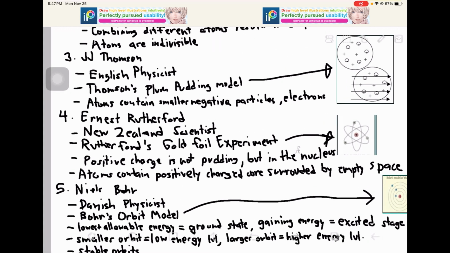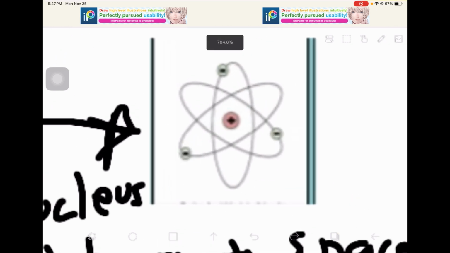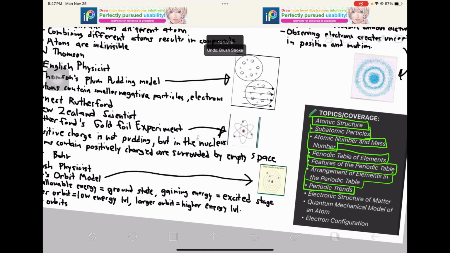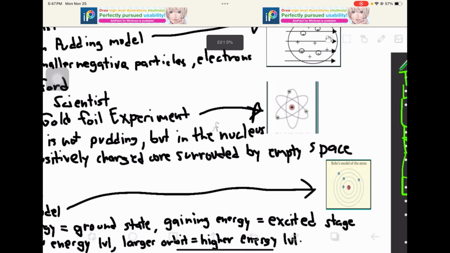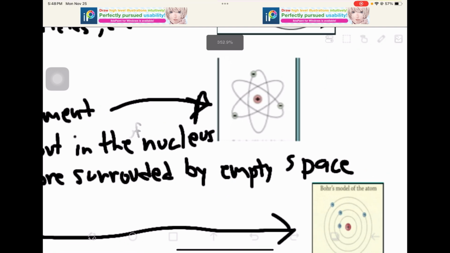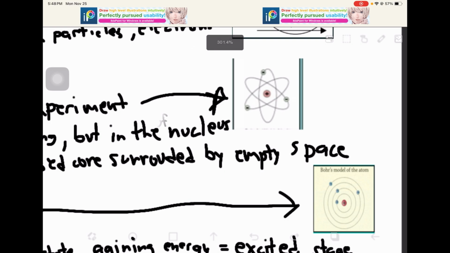However, Ernest Rutherford, a New Zealand scientist, in his gold foil experiment, stated that positive charge is not spread out like pudding, but it's inside the nucleus. So it's not mixed up with the negative, as we could see over here. It's actually inside this nucleus, and the negative is actually over here. He stated also that atoms contain a positively charged core, which is once again the nucleus, surrounded by empty space, which takes up the place of the electrons.